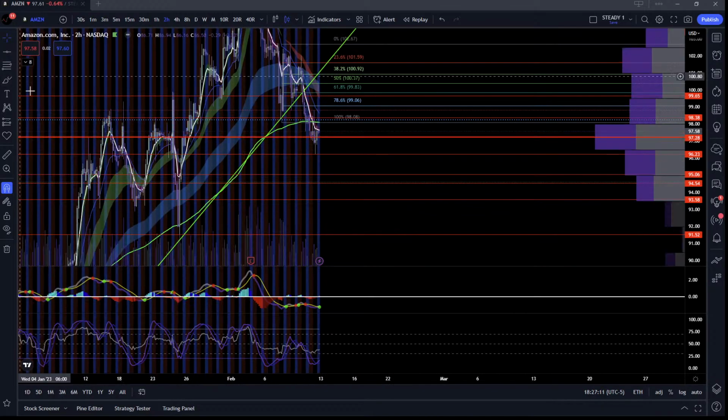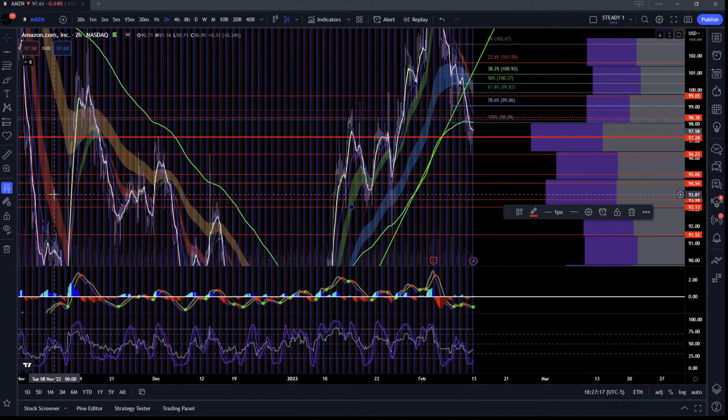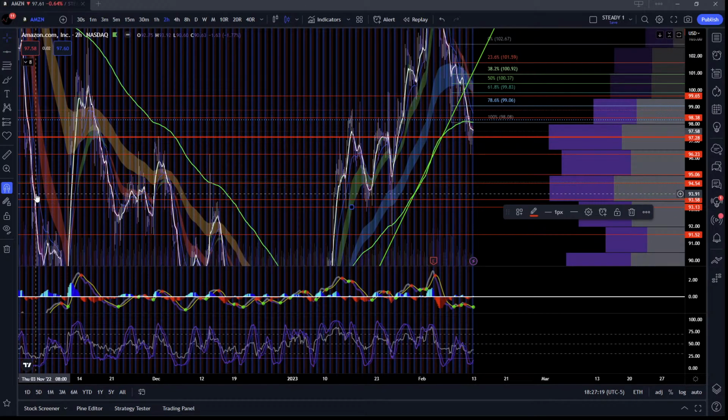Oops, I missed one level, sorry. I like this one better. Let me just double check that that one looks good. Yep, looks fine. Potential zone here if you want at 93.